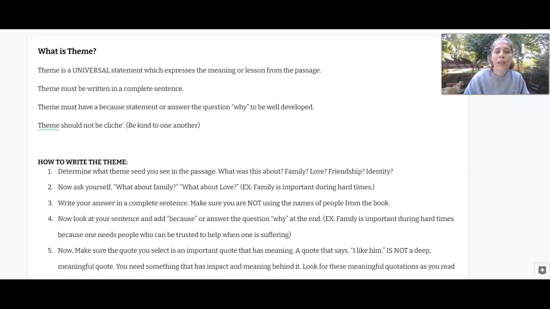Also, your theme must be written in a complete sentence. That means it starts with a capital, it ends with a punctuation, and it is a complete thought. Theme must have a because statement or answer the question why to be well developed. Otherwise, it's underdeveloped. And as 11th graders, yours should be very developed. And theme should not be cliche, like be kind to one another. It needs to be deeper than that. We need to take it to the next level.